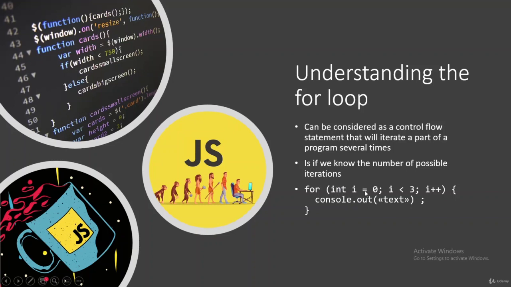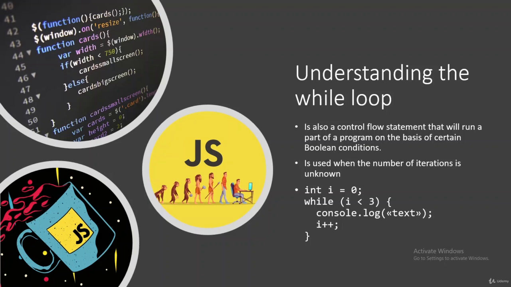First iteration, i will be equal to 0. We're going to run this line of code, which is just printing text. Second iteration, i will be equal to 1. We're going to run the text again. Third iteration, i will be equal to 2. And once again, we're going to print text. There won't be another iteration, because if i is equal to 3, i will no longer be smaller than 3, and it's not going to run. So this is how the for loop works. As you can see, 3 iterations.